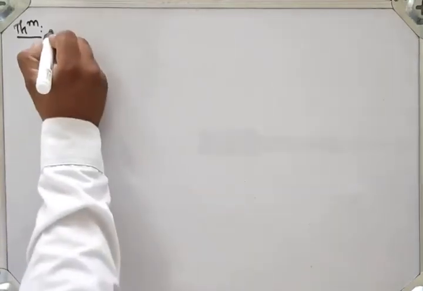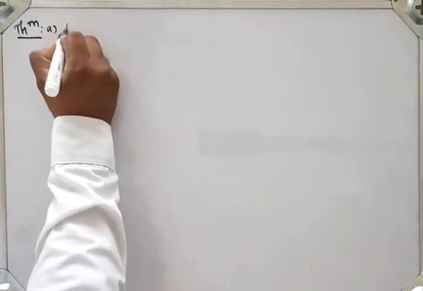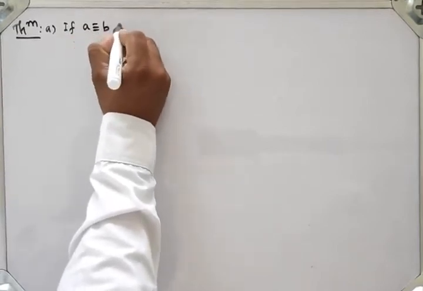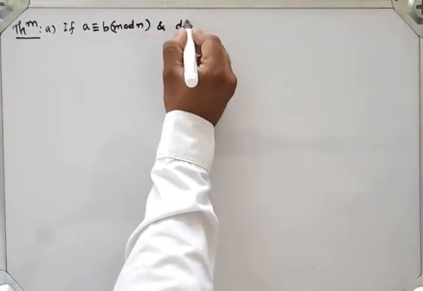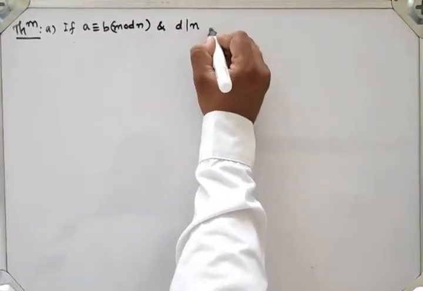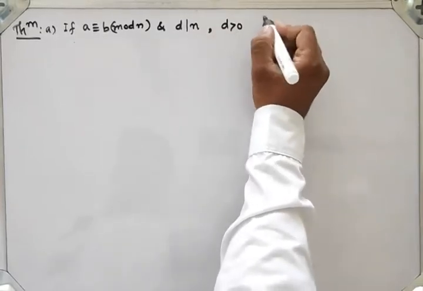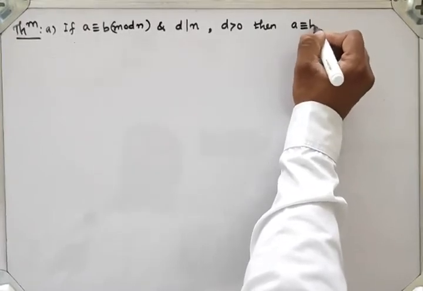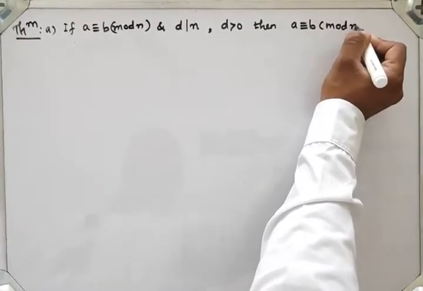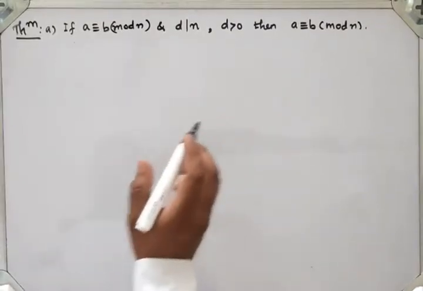Hello students, in the previous lecture we have seen the definition of congruence modulo n and some properties, right? Now in this lecture we are going to see a theorem. The statement is, first, if a is congruent to b modulo n and d divides n and d is greater than 0, then show that a is congruent to b modulo d. So this is the first part of the theorem.